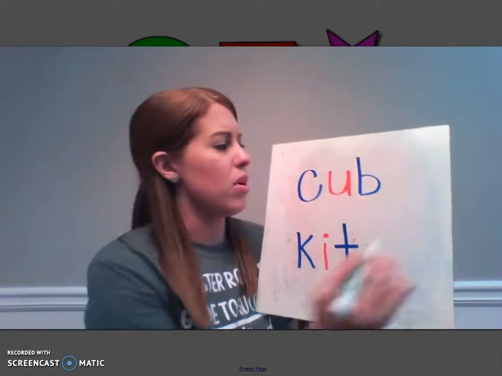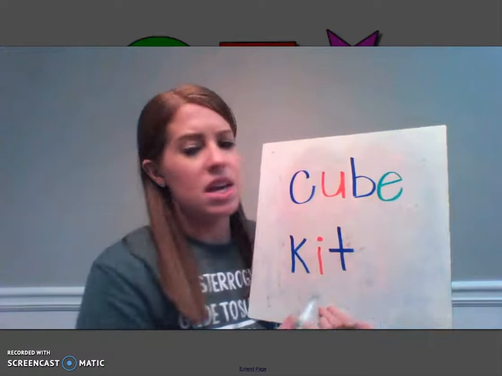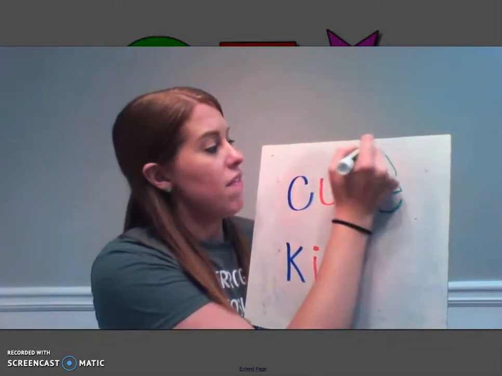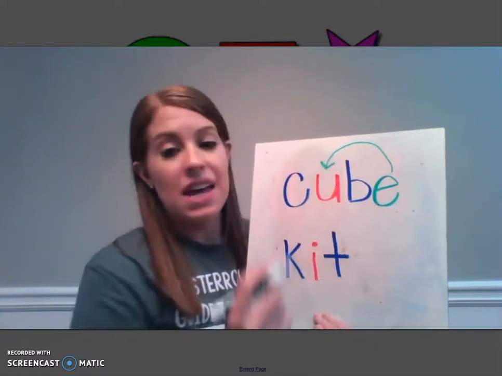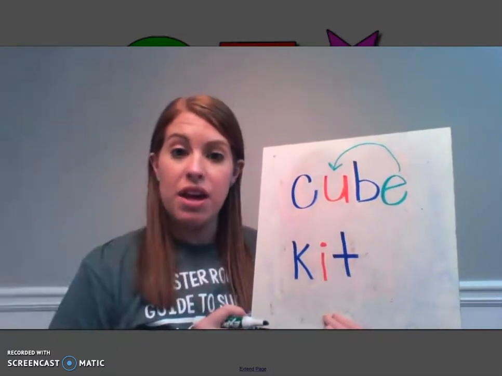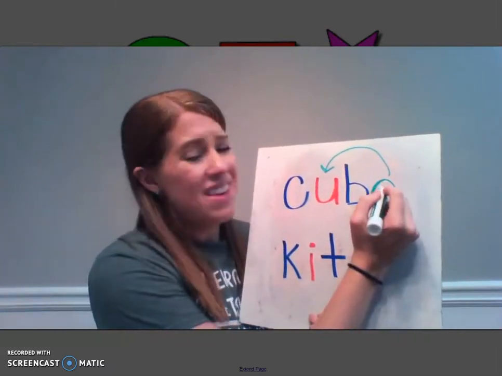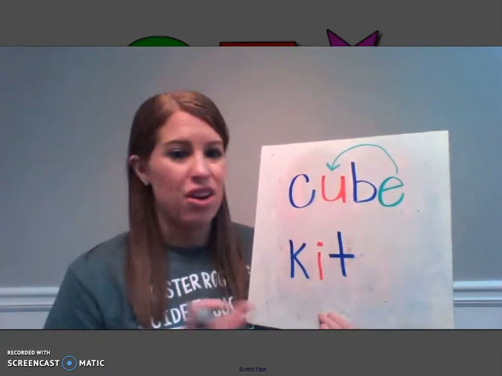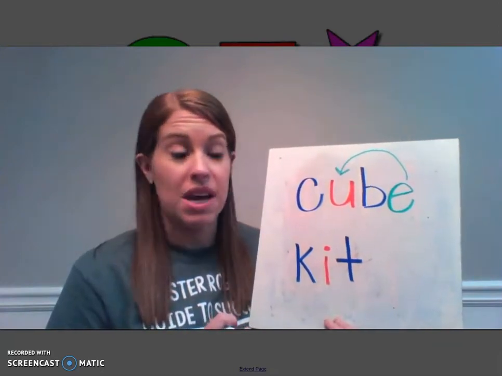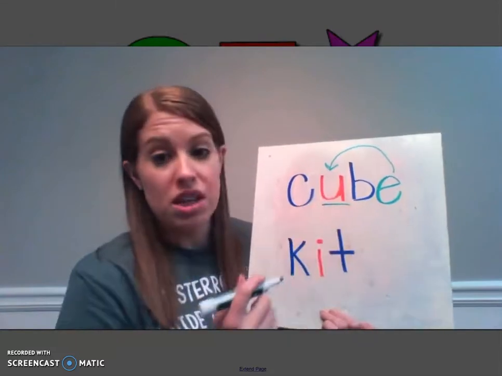But let's remember, if I add that tricky E on the end, it makes the vowel say its name. So it no longer says like umbrella. It says you. That's its name. And this E, we almost pretend like it's not there. You don't hear it at all. It doesn't make a sound. So let's stretch it out, keeping that in mind. U now says you.